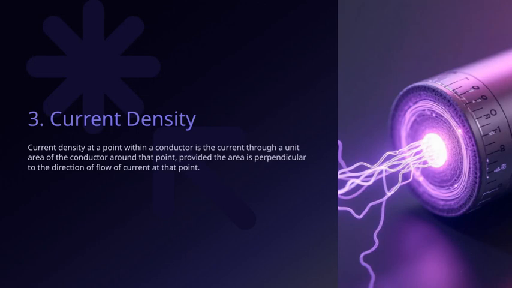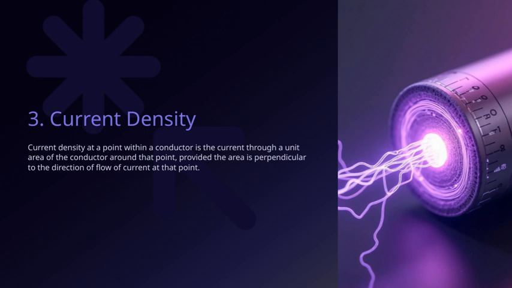Let's talk about the current density at a specific point within a conductor. Essentially, this is the amount of current flowing through a tiny, unit area of the conductor right around that point. Now, it's important to note that this area must be perpendicular to the direction of the current flow at that spot. This means we're measuring how much current passes through a small cross-sectional area, giving us a localized picture of the current flow. This concept helps us understand not just how much current is moving through a wire, but how it's distributed at a microscopic level. It's a key idea because it links the macroscopic current we measure to what's happening at the microscopic scale inside the conductor.